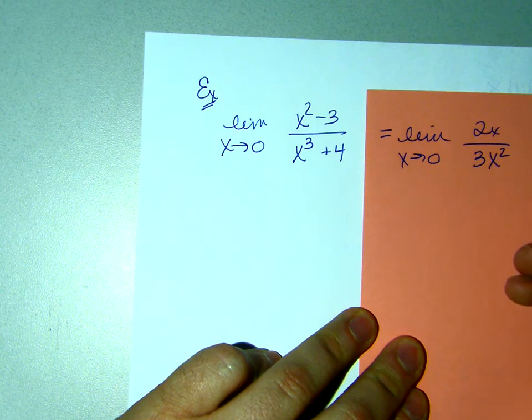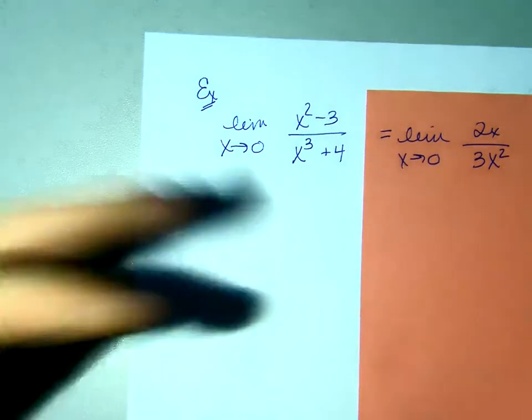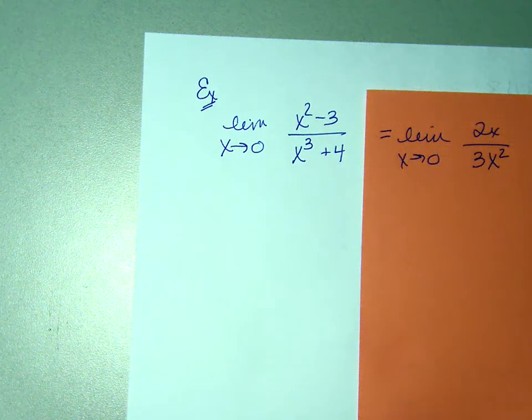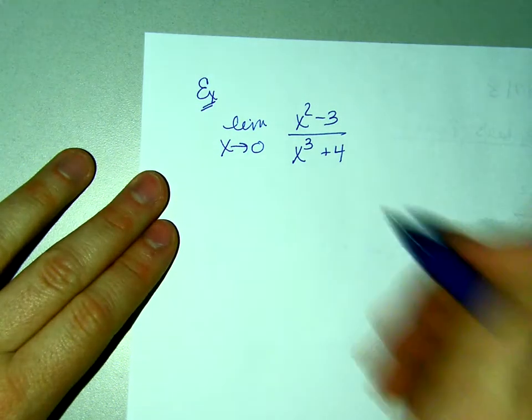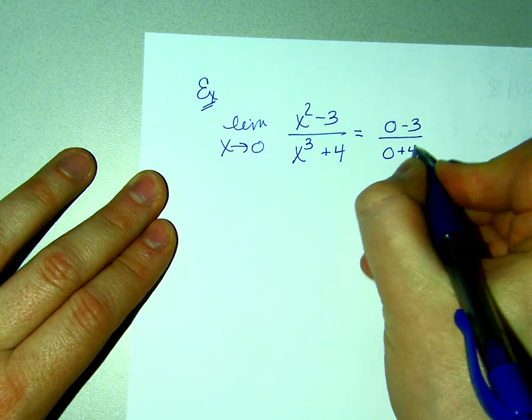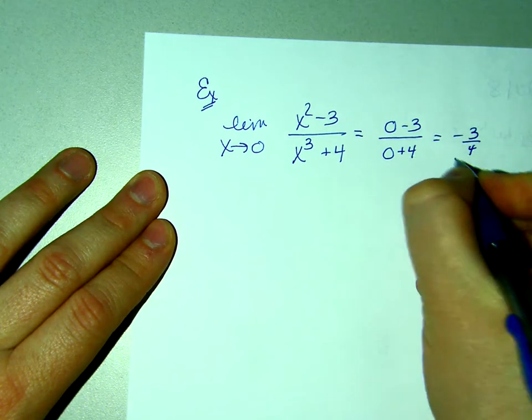What am I doing wrong? Oh, okay, so we get 0 over 0, and then we do our L'Hopital's rule stuff. Good? Oh, you just plug in here. You're going to get 0 minus 3 over 0 plus 4. You're going to get negative 3/4, and that's your answer.